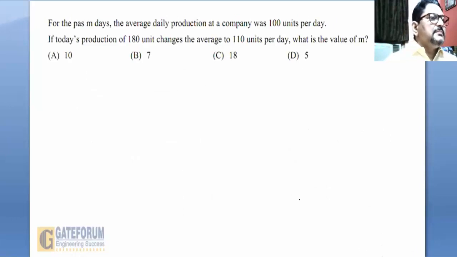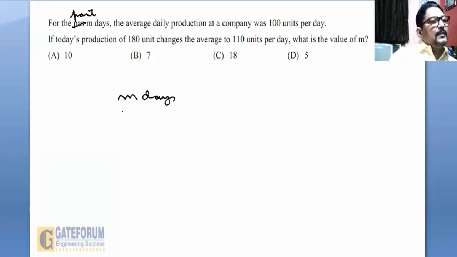For the past M days, it should be past, P-A-S-T. For the past M days, the average daily production at a company was 100 units per day. If today's production of 180 units changes the average to 110 units per day, what is the value of M? Now, I will say very simple. Previous, this is absolutely logical. If you understand average, this is absolutely logical.